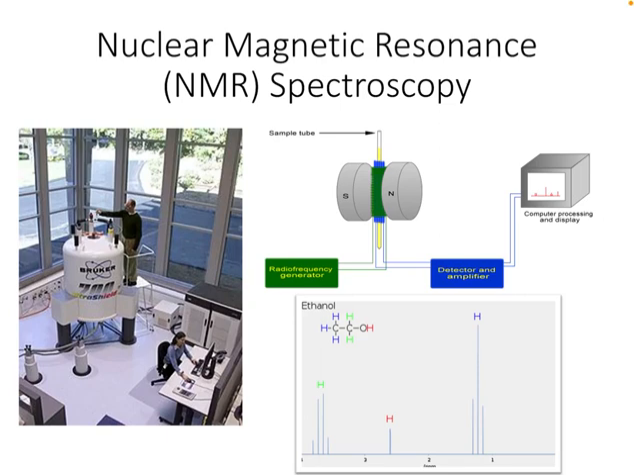Hi everyone! In this video we're going to start our chapter on nuclear magnetic resonance, or NMR spectroscopy. So NMR spectroscopy is another analytical method that we can use to figure out the structure of an unknown compound.